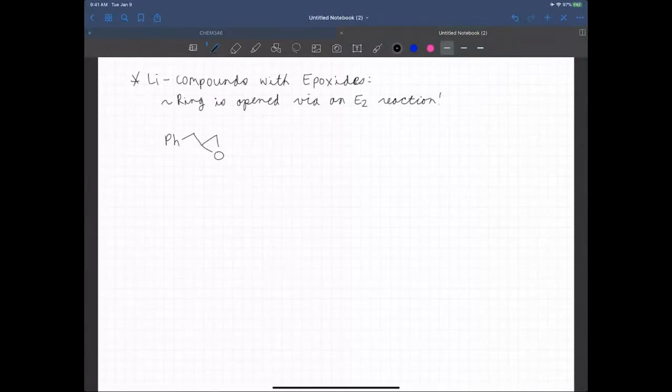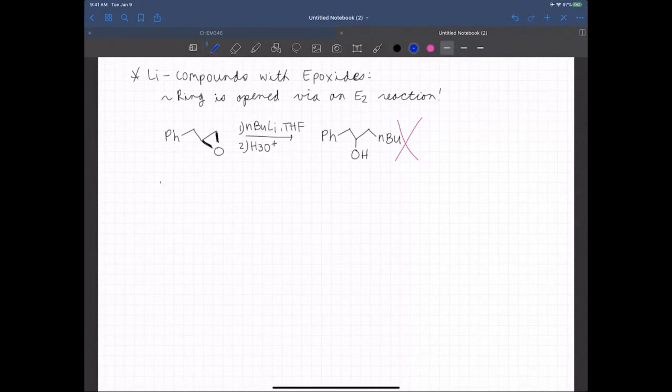Okay, say I had this, right? Okay, and I had n-butyllithium in THF, and then I do an acidic workup. Okay, what you might think happens is probably, oh, n-butyllithium, strong base, right? You might think that this ends up happening, but this is wrong. This does not happen. Okay, what really happens? Let's look at the mechanism.